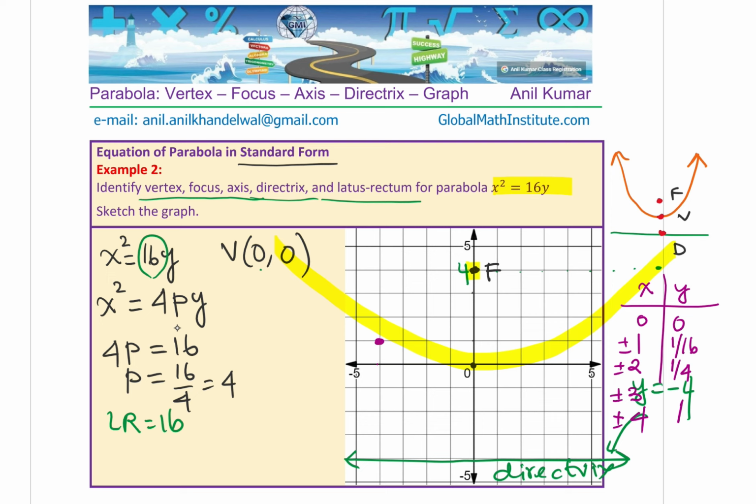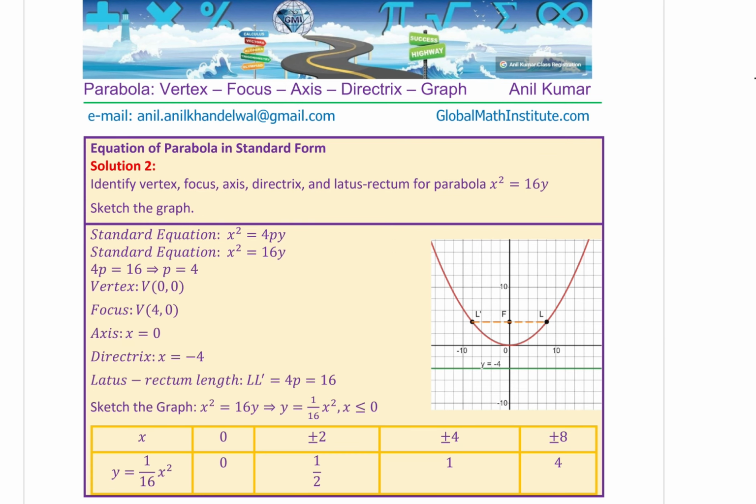So that will be a point on the parabola, and this will be a point on the parabola. Based on this, we can roughly sketch our parabola. Is that clear to you? Correct? So that is how the graph is going to be. Now let us look at the complete solution.